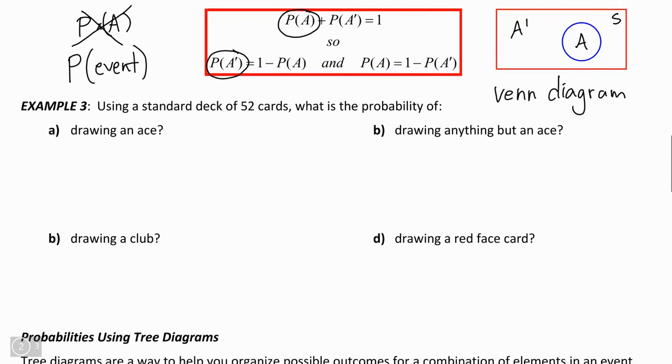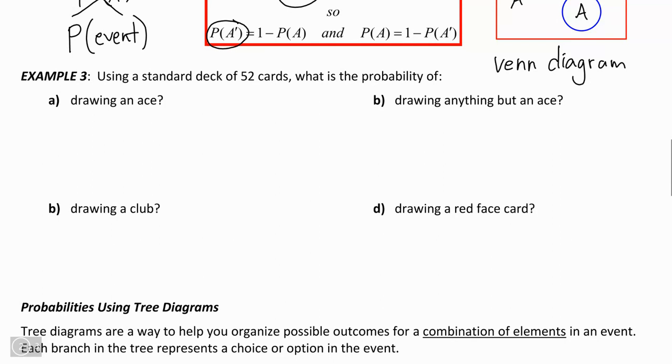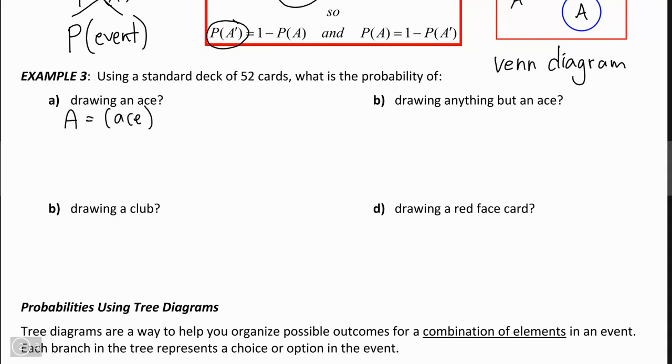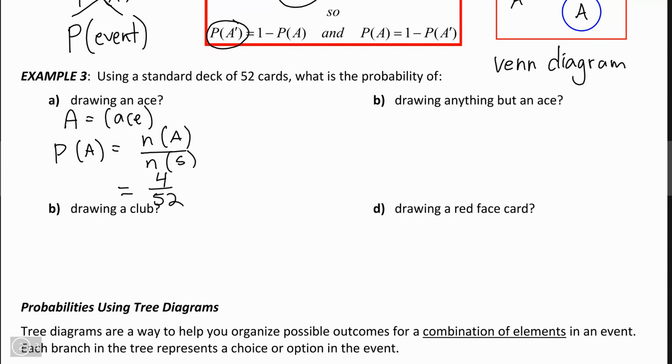Example number 3. Using a standard deck of 52 cards, what is the probability of drawing an ace? So my event is drawing an ace. The probability of drawing an ace is equal to the number of aces in the deck divided by the total number of cards. The number of elements in my sample space is 52. If there are 4 aces in the deck, that's 4 divided by 52, and that's going to give me my probability.